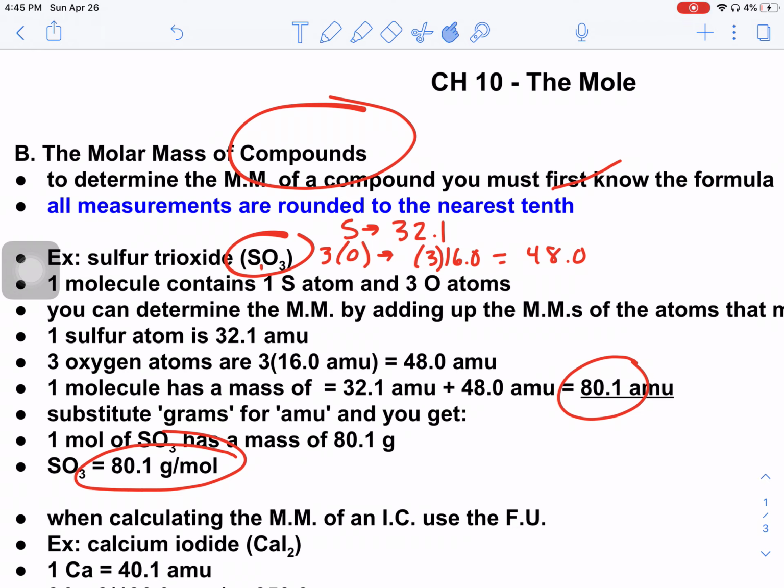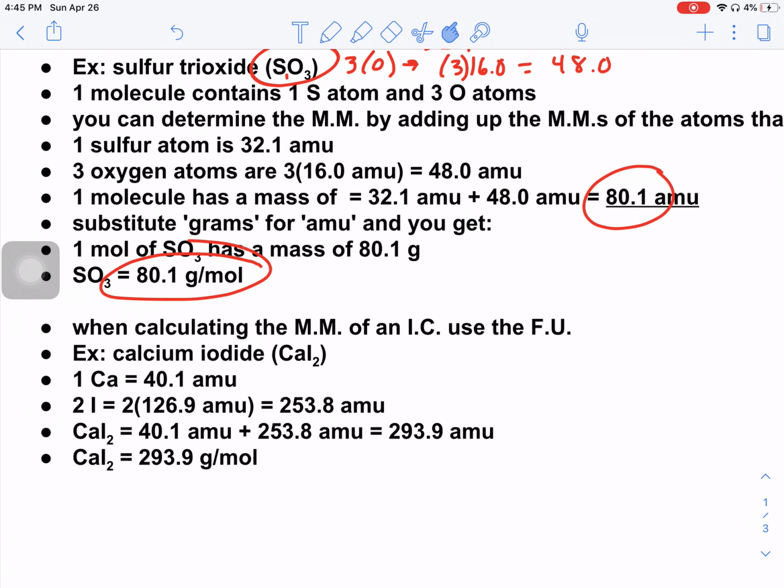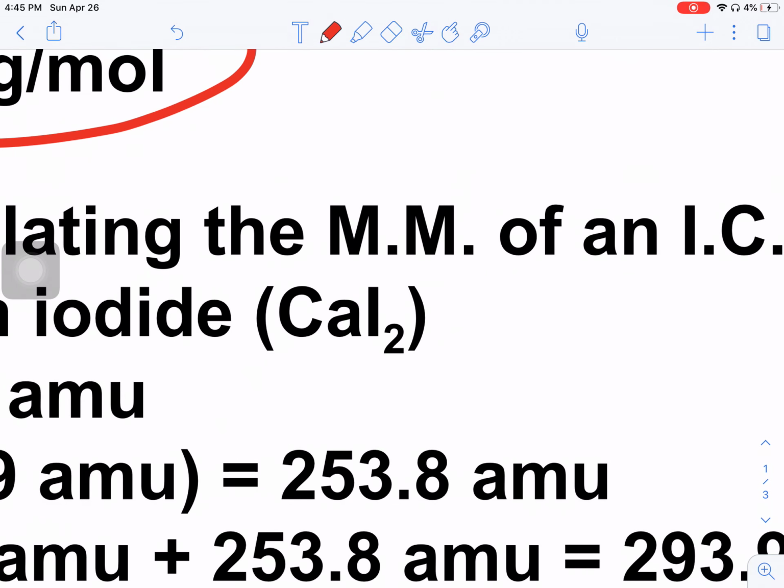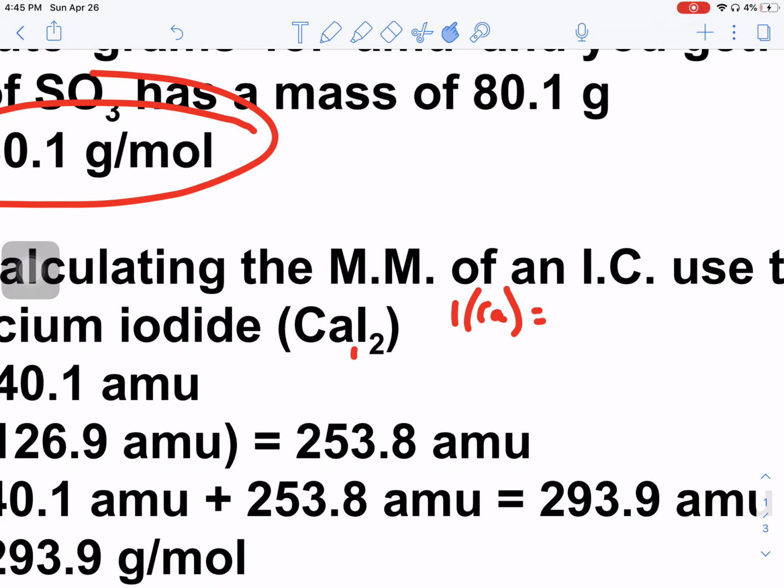So that was for a covalent compound. We can also do it for ionic. So calcium iodide: according to the formula, there is one calcium ion in this formula. So 1 times calcium, looking at the periodic table, is 40.078. I'm just going to call it 40.1. But we have two iodines.